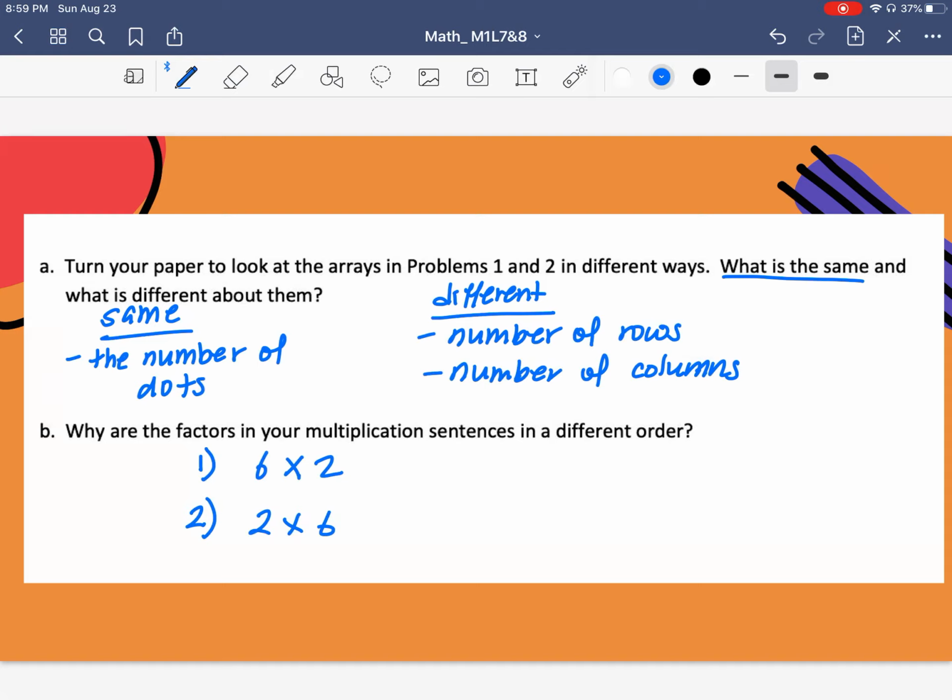It's because of the number of rows and columns. So we know that whether we put 6 times 2 or 2 times 6, the answer is the same.